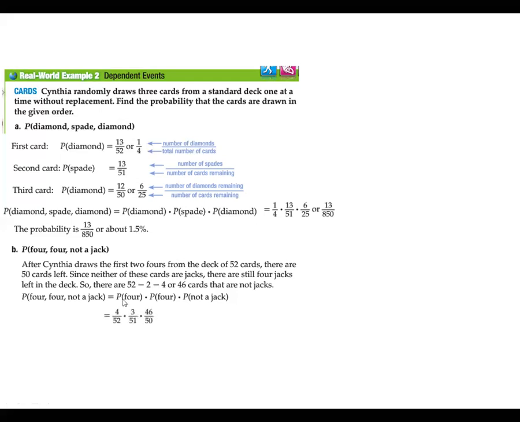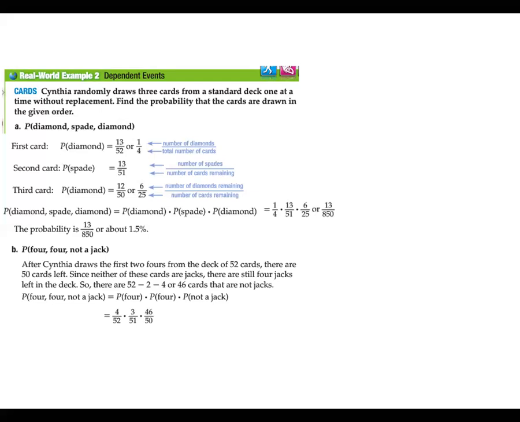So the probability of picking a 4. There are 4 4s. Each face card or each card number, there's 4 of them, 1 for each color. So the probability of picking a 4 is 4 out of 52. Then if you don't put it back in and you pick another 4, that's 3 out of 51, because there's 3 4s remaining and 51 cards remaining.